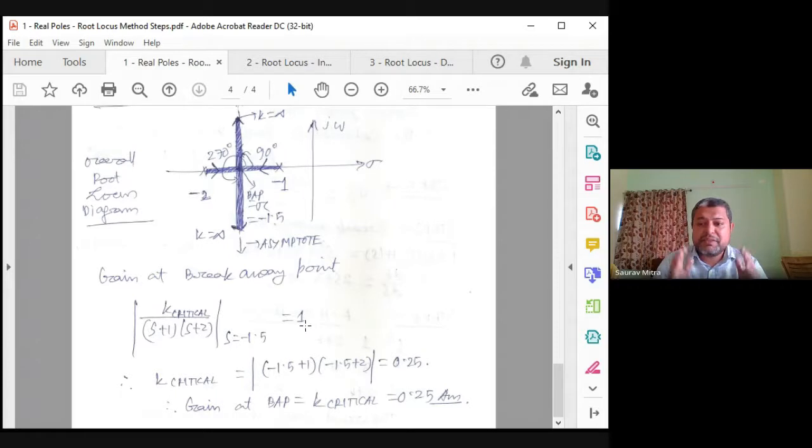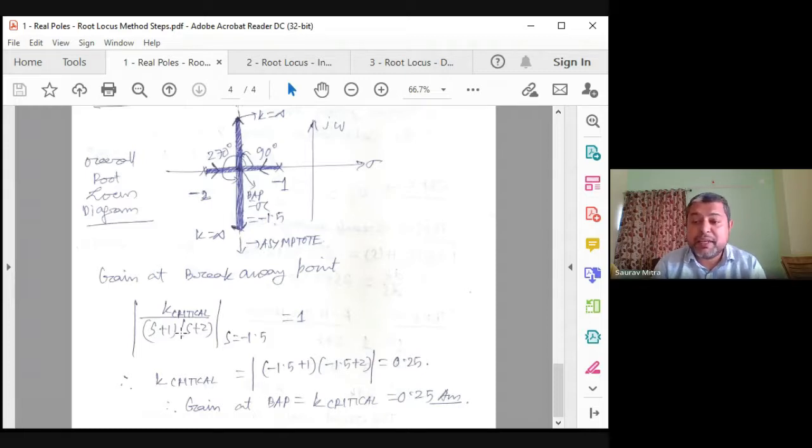So how to find it? Whatever G(s)H(s) is given to us, K is the system gain. K critical we give a specific name because that is the critical damping condition. K critical divided by s plus 1, s plus 2. So this is the given G(s)H(s). Mod of that is equal to 1. In that case, substitute s. Already you have found the point where the breakaway occurs, at minus 1.5 and minus 1.5. So substitute here, the denominator will be minus 0.5 and plus 0.5. Multiply them, you get minus 0.25. K critical divided by minus 0.25 is equal to 1. If you solve, you will find that K critical is equal to 0.25.